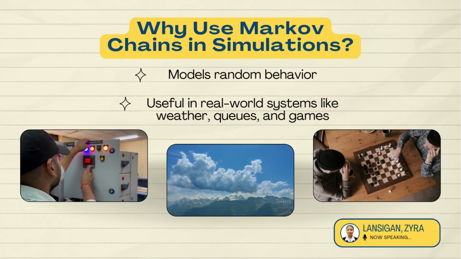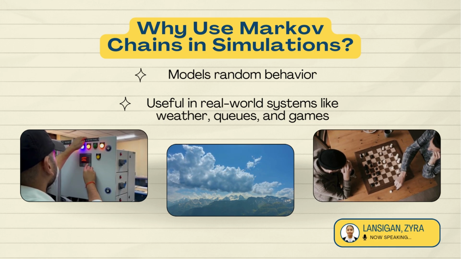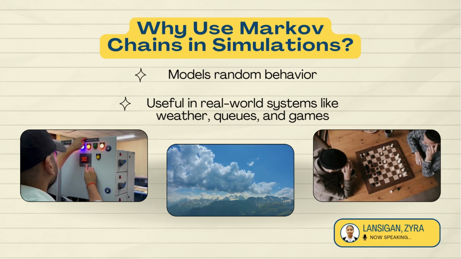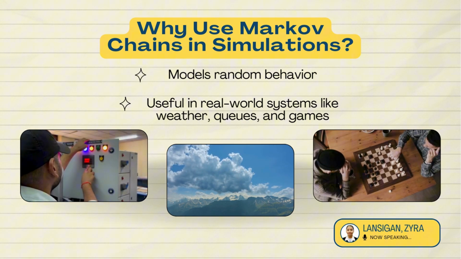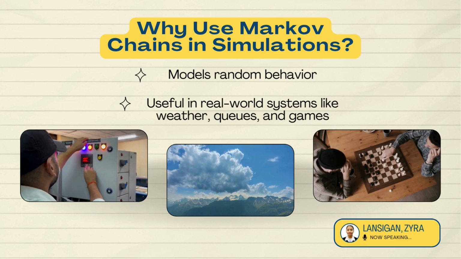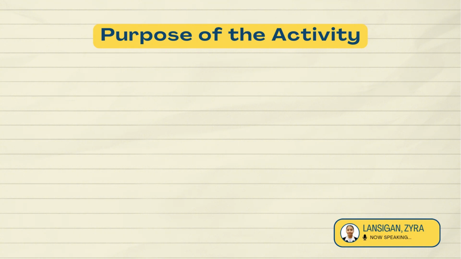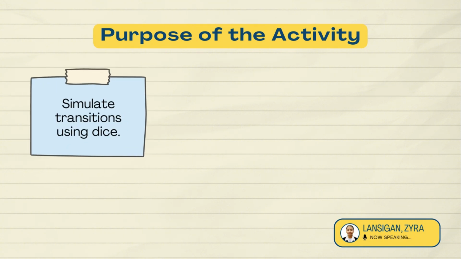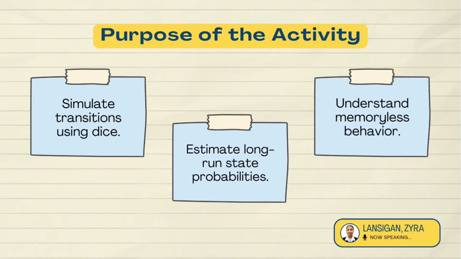We use Markov chains in simulations because many real-life systems behave randomly, like predicting the weather, tracking board game positions, or modeling customer behavior. These systems change over time, and Markov chains help us understand those changes in a structured way. The main goal of our activity is to simulate this type of system using a die, which adds randomness. We'll track the transitions over time and try to estimate the steady-state probability, which tells us how often we might expect to be in each state in the long run.